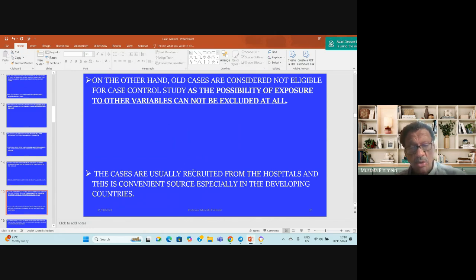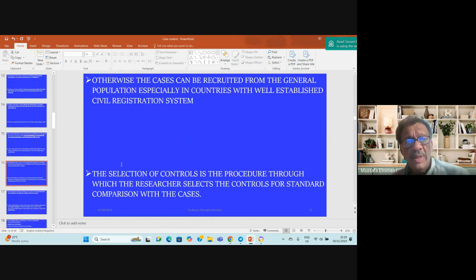The cases are usually recruited from the hospital, and this is a convenient source, especially in developing countries where we do not have an efficiently functioning civil registration system. Otherwise, the cases can be recruited from the general population, especially in countries with a well-established civil registration system.